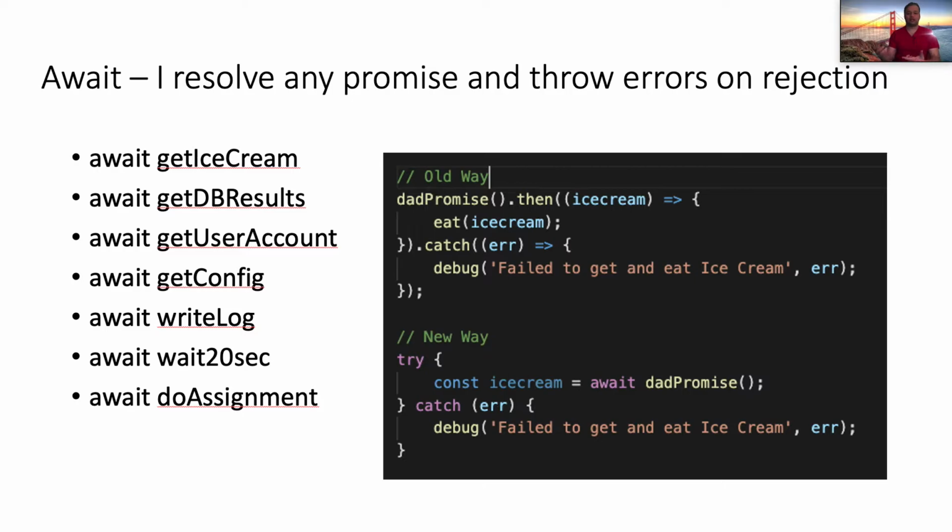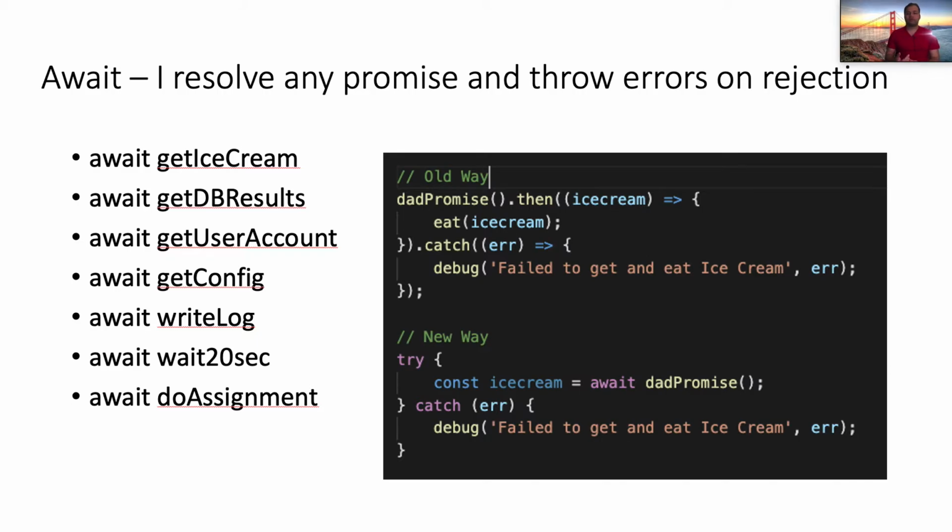If we catch an error, then we debug the error. Say, failed to get an ice cream. Why? Maybe our error was dad stayed overtime at work. The new way, instead of doing this callback, because we're just throwing errors and returning from the function, is to use the await keyword. And so we wait for dad's promise to be fulfilled, and we then put that in the ice cream. If we catch an error, we debug it.